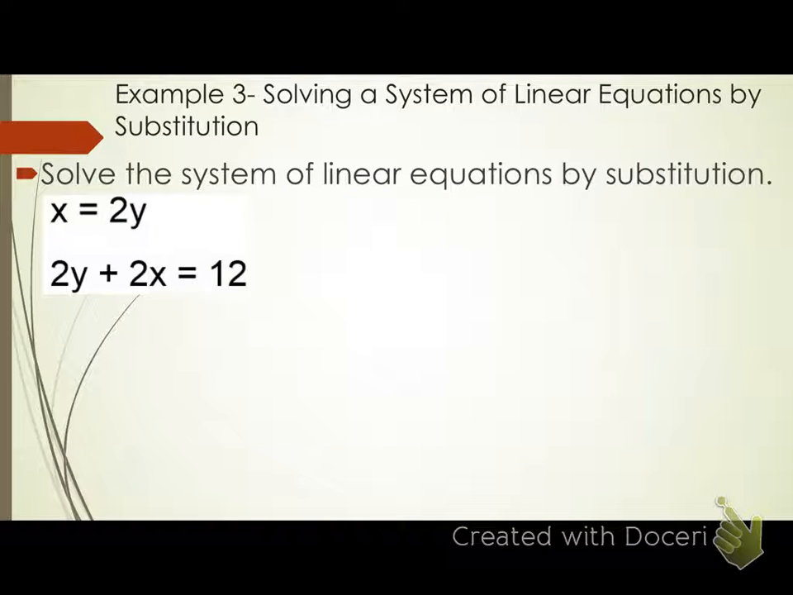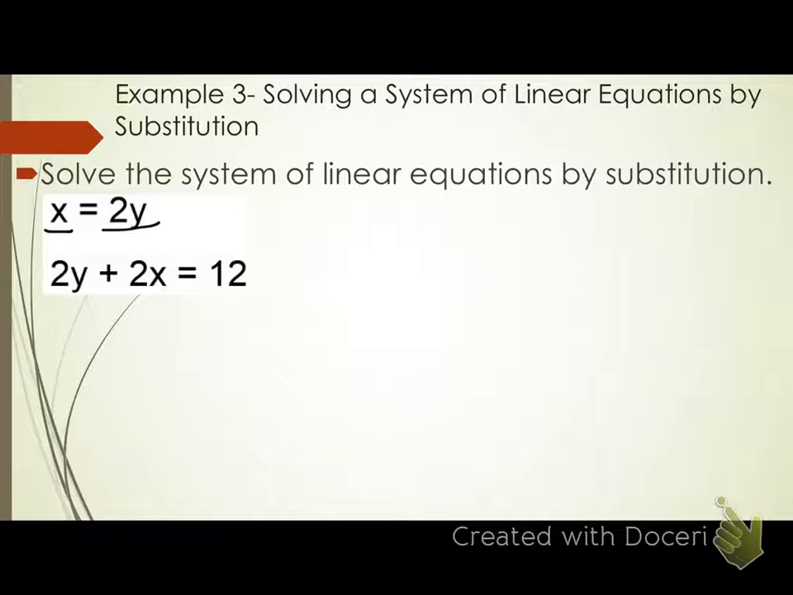Example 3. Because I pulled this example from somewhere else, it looks a little different. That's okay though. Still the same concept. Solve the system of linear equations by substitution. Do I have an equation already solved for a variable? Yes. Top one is solved for what? X. Does it matter which variable we are plugging in? No. In this case, I'd have x by itself. I know x equals 2y.